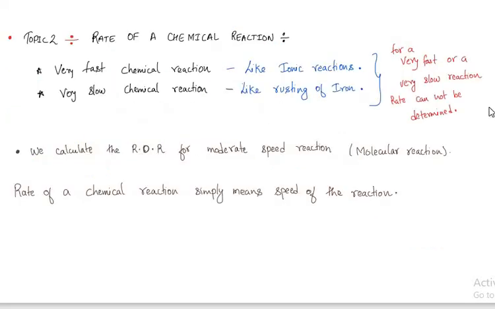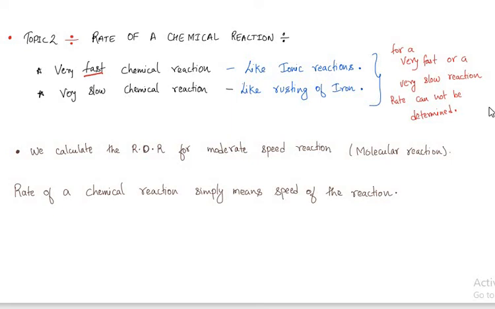Now coming to the part, rate of a chemical reaction. Consider a very fast chemical reaction like ionic reactions. In an ionic reaction, or just like a double displacement reaction, all the constituent particles are in the form of ions and the reaction is very fast. Or consider a very slow reaction like rusting of iron. The reaction is very slow.